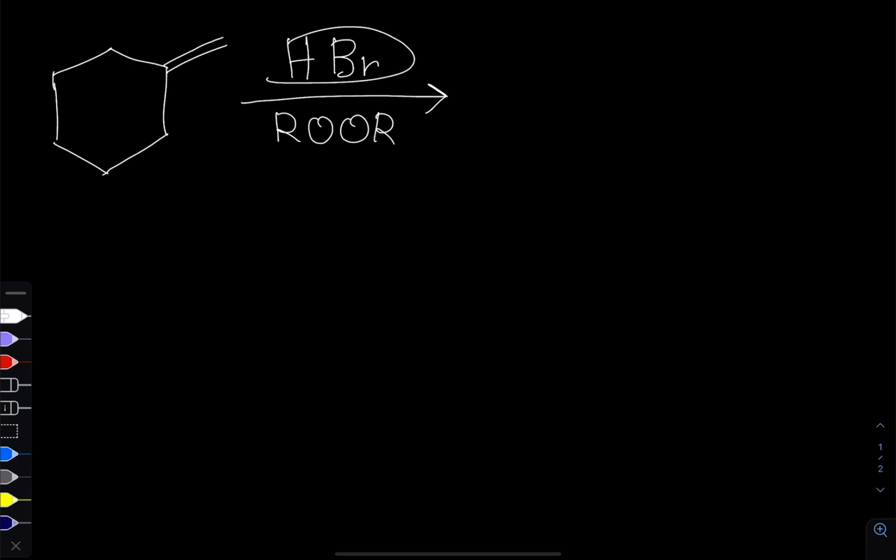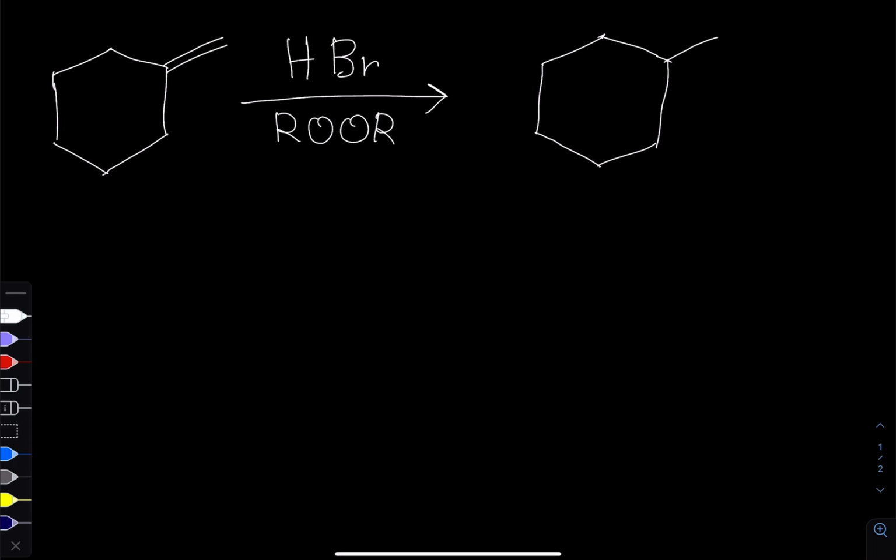Now let's go over the mechanism for the peroxide reaction, where we have HBr with peroxides added. So first try and predict the outcome of this without looking at the mechanism or doing the mechanism. It would be bromine added to the last carbon. But how does this actually occur?